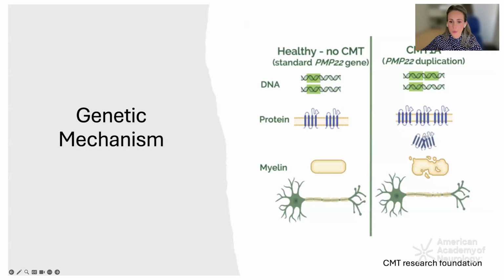CMT1A is an autosomal dominant disorder caused by duplication of the PMP22 gene, and copy number variant testing is necessary for diagnosis. Duplication of the PMP22 gene leads to overproduction of the PMP22 protein, which is essential for the structure of peripheral nerves. The disease process is characterized by demyelination of peripheral nerves, which means that the myelin sheath that insulates the nerve fibers is damaged, affecting nerve conduction. Patients with CMT1A may experience symptoms of muscle weakness, atrophy, and sensory neuropathy disturbances.